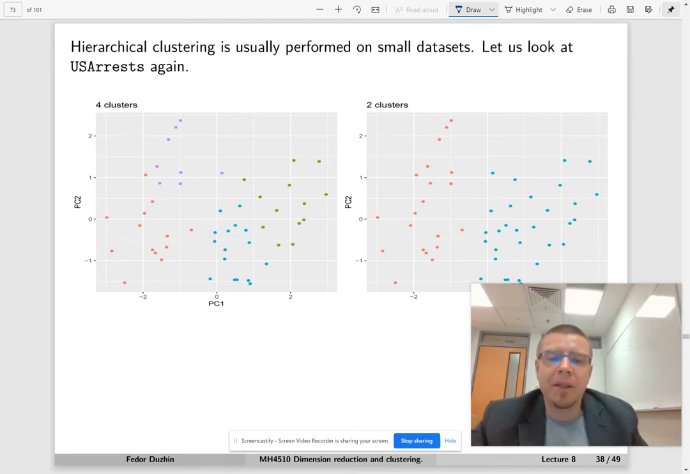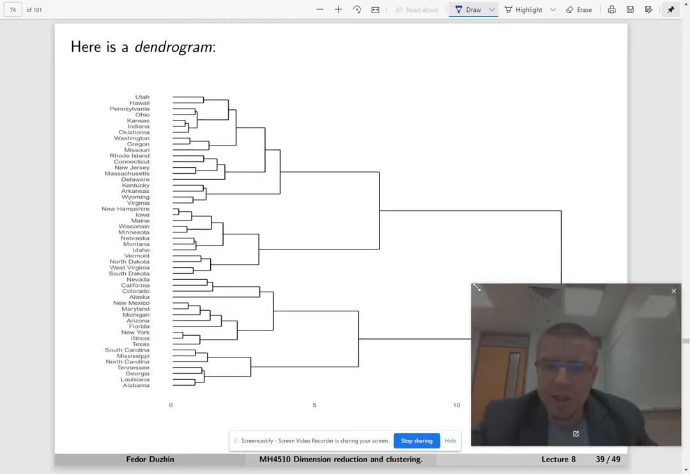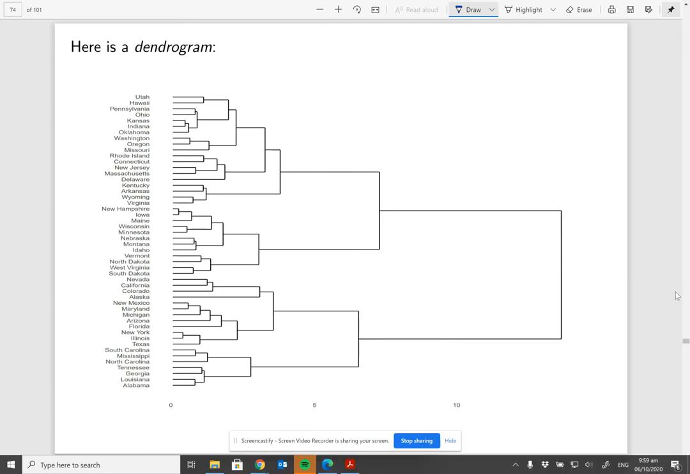In hierarchical clustering, we do it differently. The output of hierarchical clustering is a so-called dendrogram. It tells us how these points are grouped together depending on a certain parameter called the dissimilarity measure, which I'm going to explain a bit later.